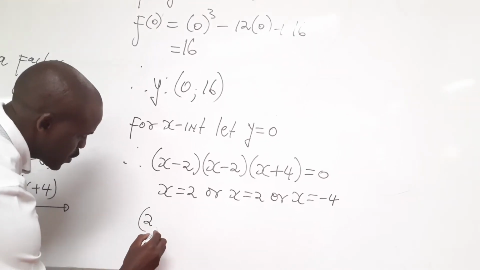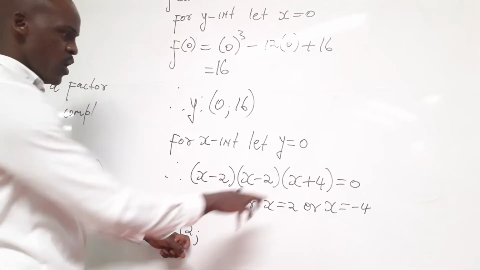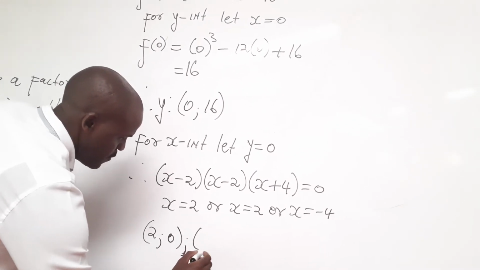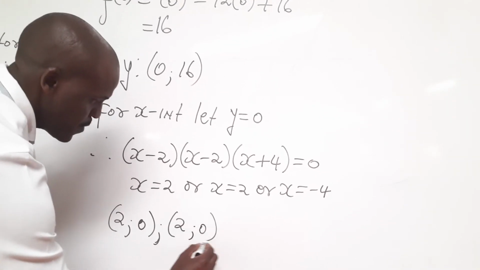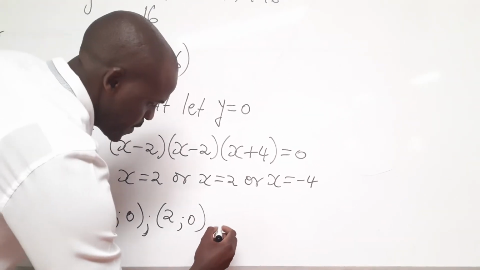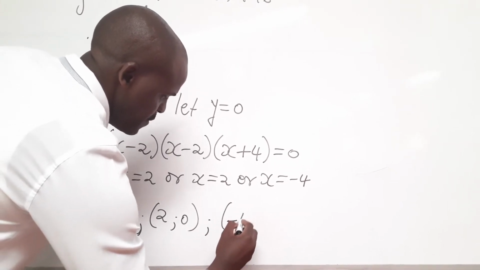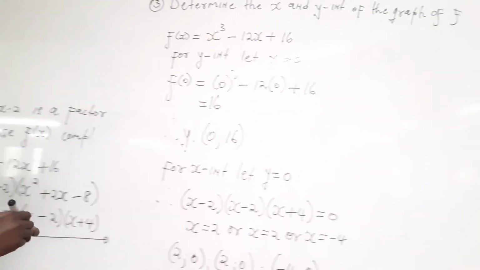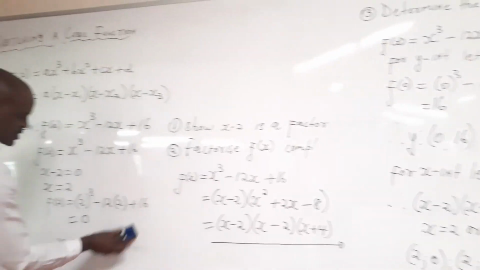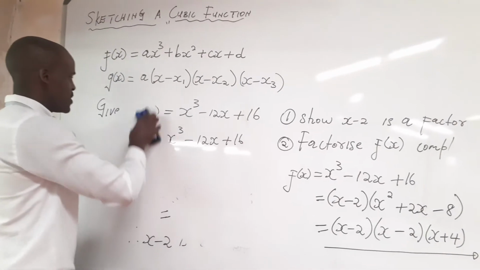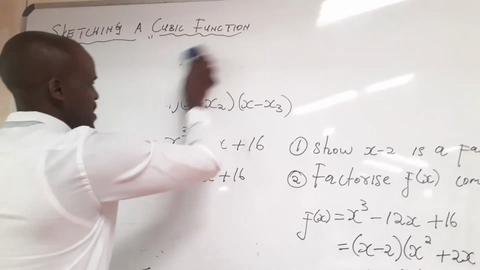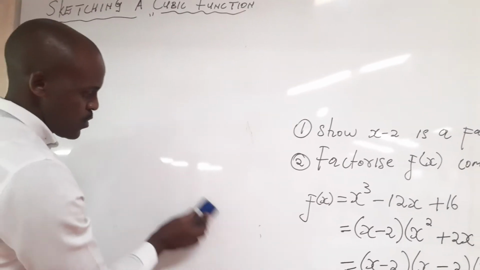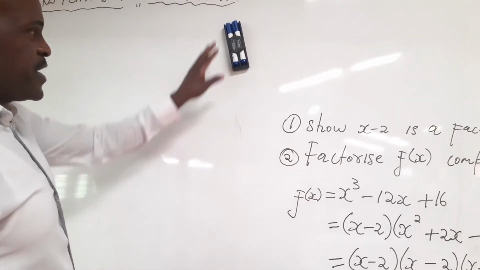Let's write the x-intercept. Our x-intercept will be 2. If x is equal to 2, y is 0. Again, we've got 2 is to 0. And then the last one, it's negative 4 is to 0. Those are our x-intercepts. The x-intercepts are the points where the graph cuts the x-axis. Right, let's continue. That was our third question.